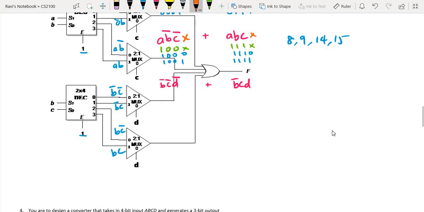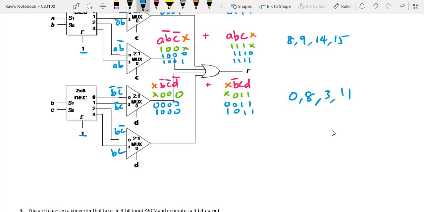Okay, and in this case, A is a don't care condition here. So the numbers-wise is X 0 0 0 or X 0 1 1. So they are 0 0 0 0 or 1 0 0 0 or 0 0 1 1 or 1 0 1 1. So in terms of actual numbers, they are 0, 8, 3 and 11.